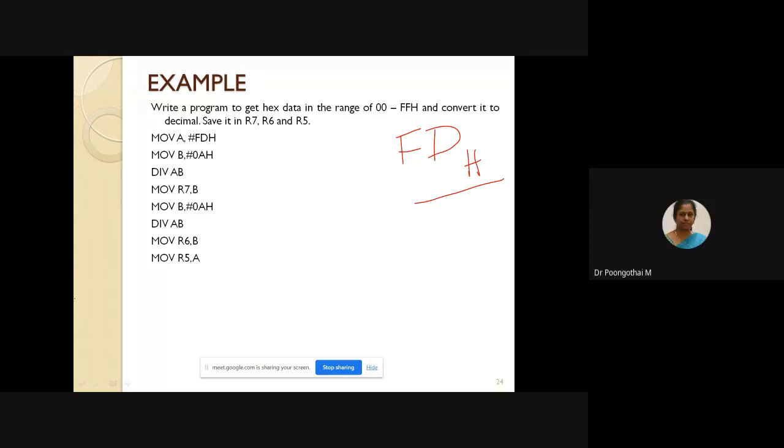Okay, ma'am. Otherwise, we can also use a jump instruction, ma'am. That is also possible for the same. I will cover that in jump carry and jump no carry, in the coming classes. Okay, following classes.